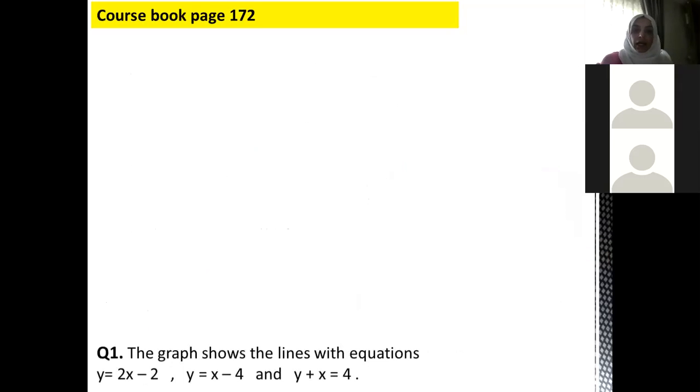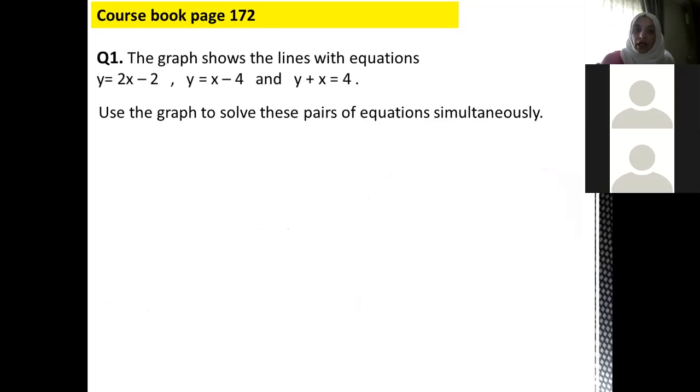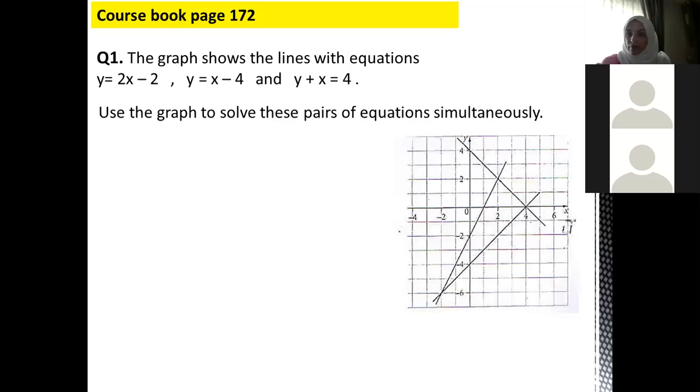Here's another question. They want you to use the graph to solve the pairs of simultaneous equations. Okay? The first one. Now who will help me go back again and put each line with its equation? Who will help us here? Yalla. -2, -4, but one of them is not written in the form of y equals mx plus c.